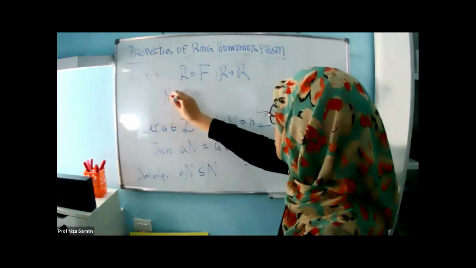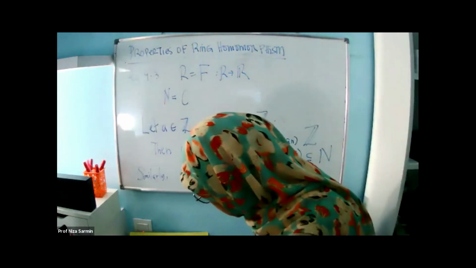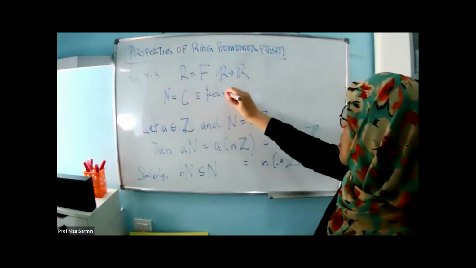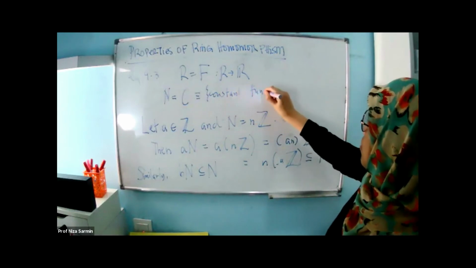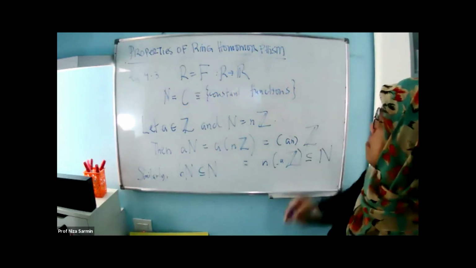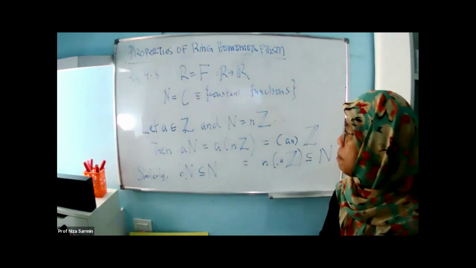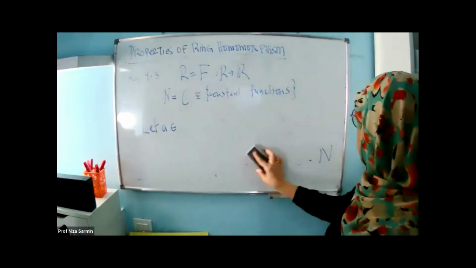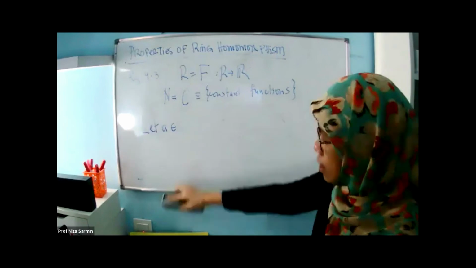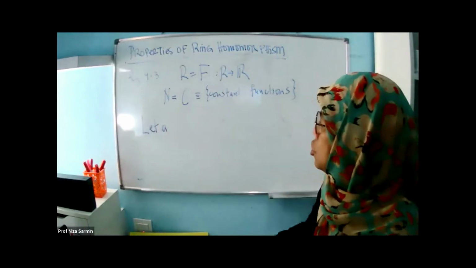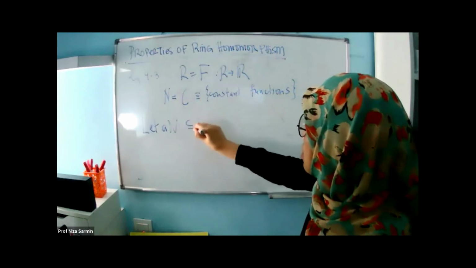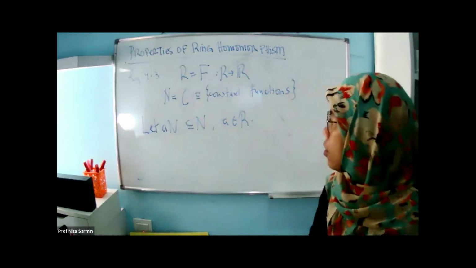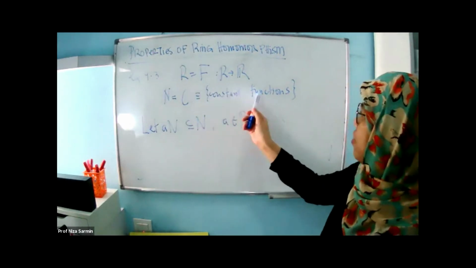N is the subring of all constant functions, right? So by the definition of ideal, we want to show that aN is in N, where a is in R, right? Now our N is a constant function.